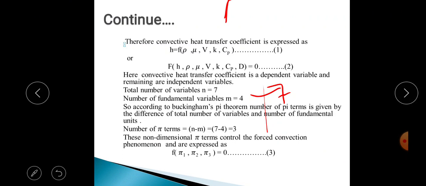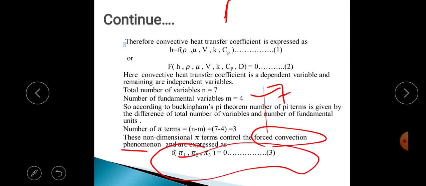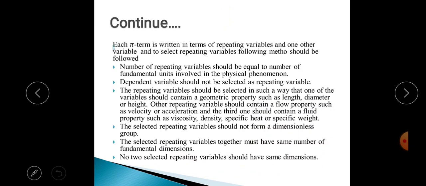So now we will write these in terms of functional form. These non-dimensional pi terms control the forced convection phenomena and are expressed as a function of pi 1, pi 2, pi 3 and so on is equal to 0. So we have written it down like this. Alright. Each pi term is written in terms of repeating variables and one other variable.